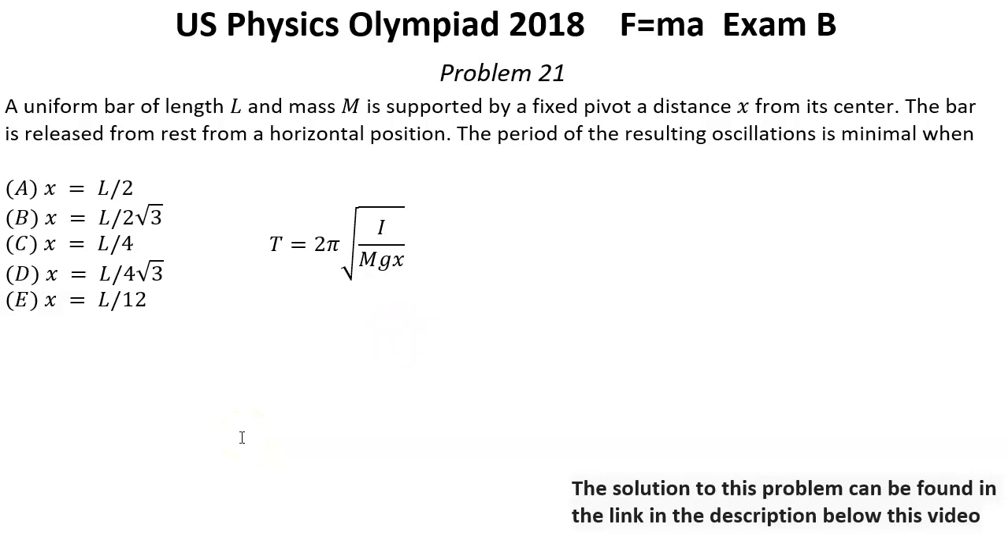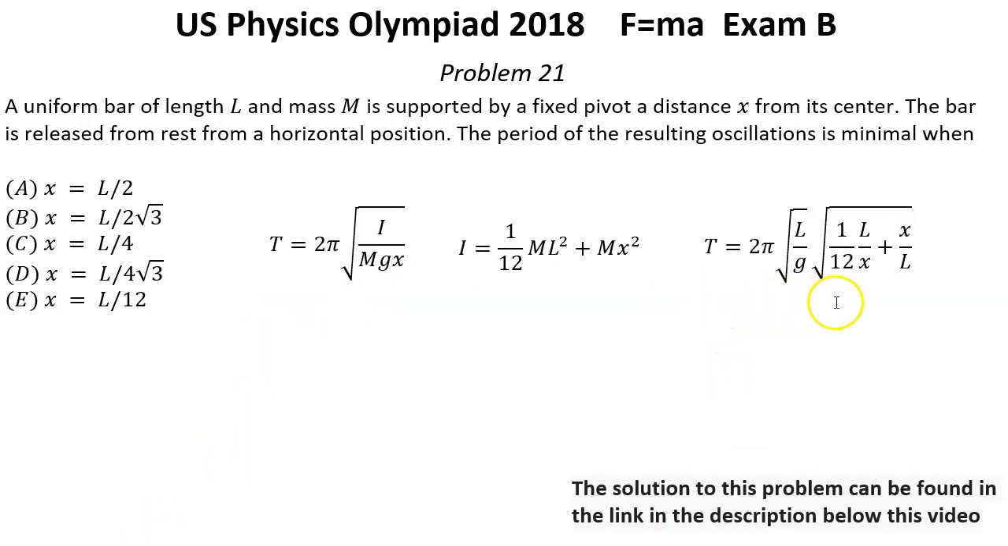For a uniform bar we have a formula for the moment of inertia I. Due to the parallel axis theorem, that equals 1 over 12 mL squared plus mx squared. Now we can put this expression into the period formula, and we have the period equal to this expression. To find the condition for minimal period, we have to find the condition for the minimum of this function under the square root.